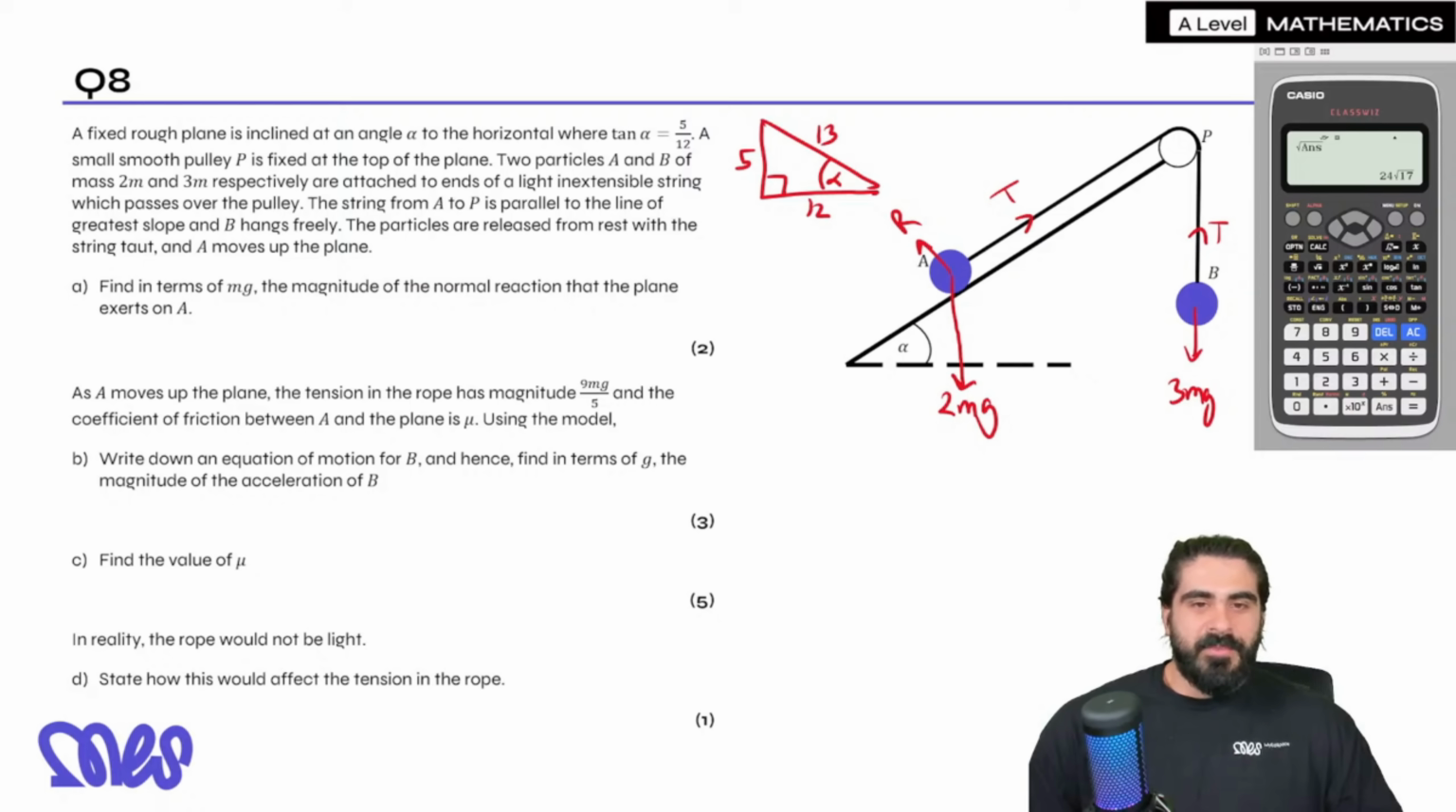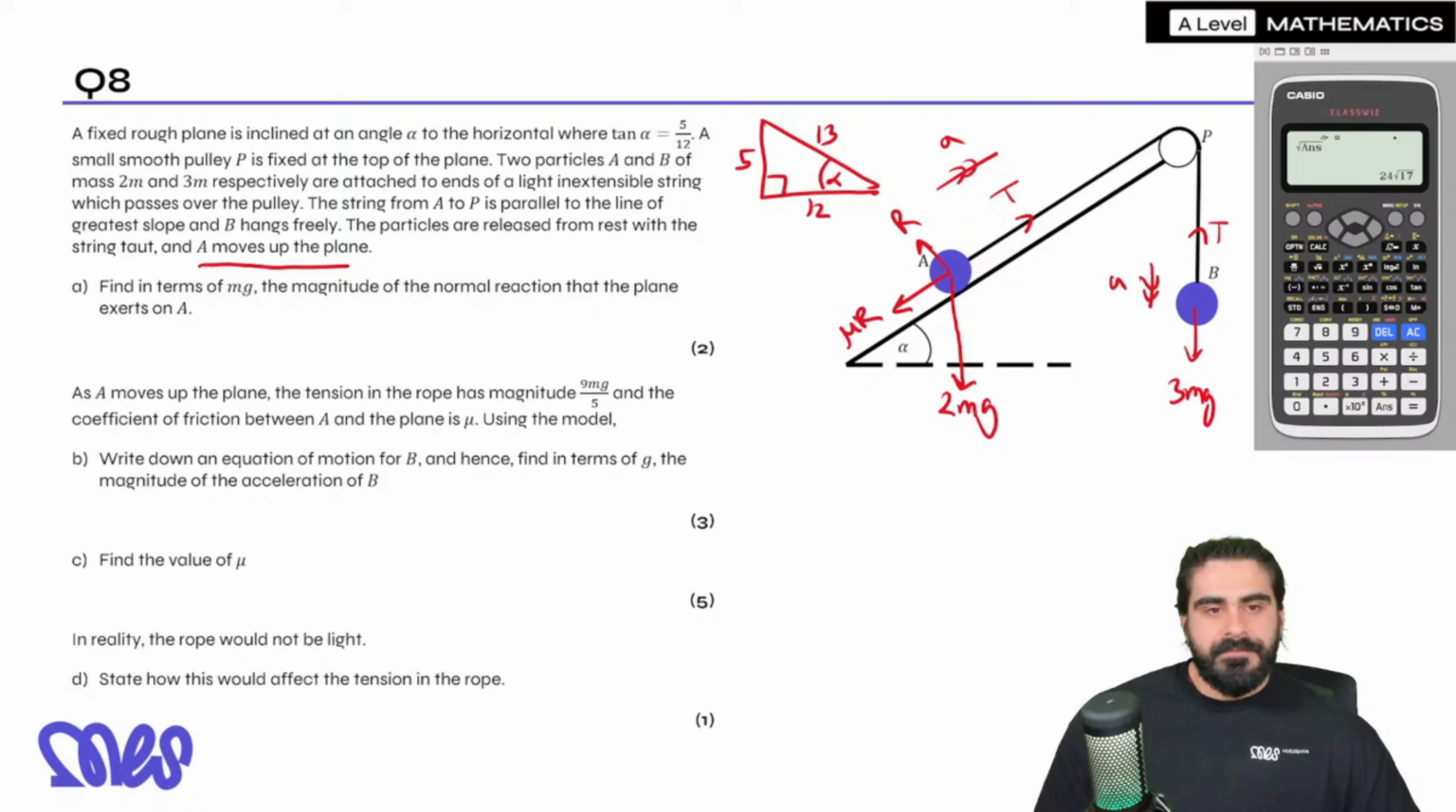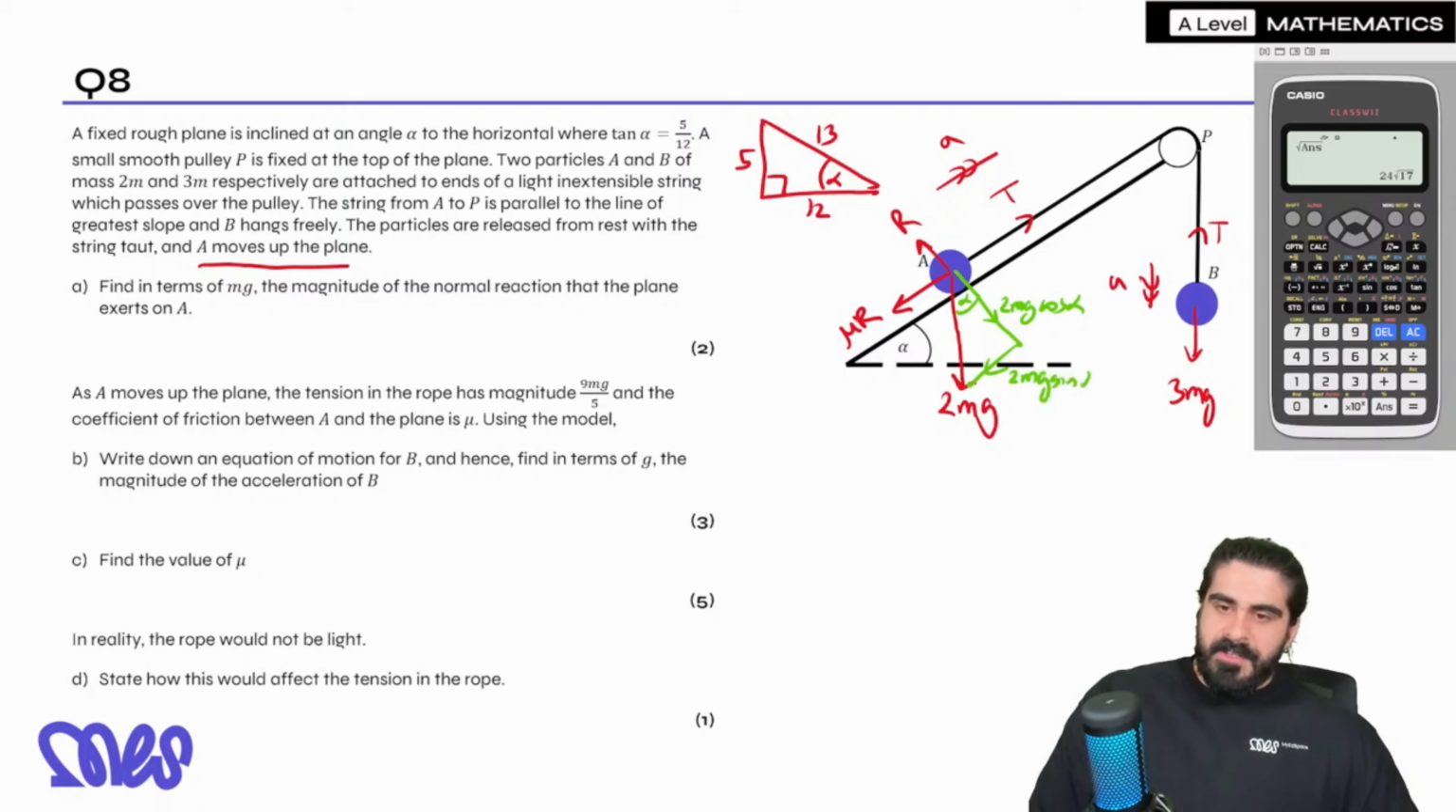Now we have to just see, is it going up or down? A moves up the plane, so that means friction is going to point down. Say mu R. It's the acceleration that way and acceleration this way. I think that's it, right? So the next thing we have to do is resolve this. That's your alpha. This is 2mg cos alpha. I've done so much practice of this stuff with you guys. Sine alpha, and we can get rid of that.